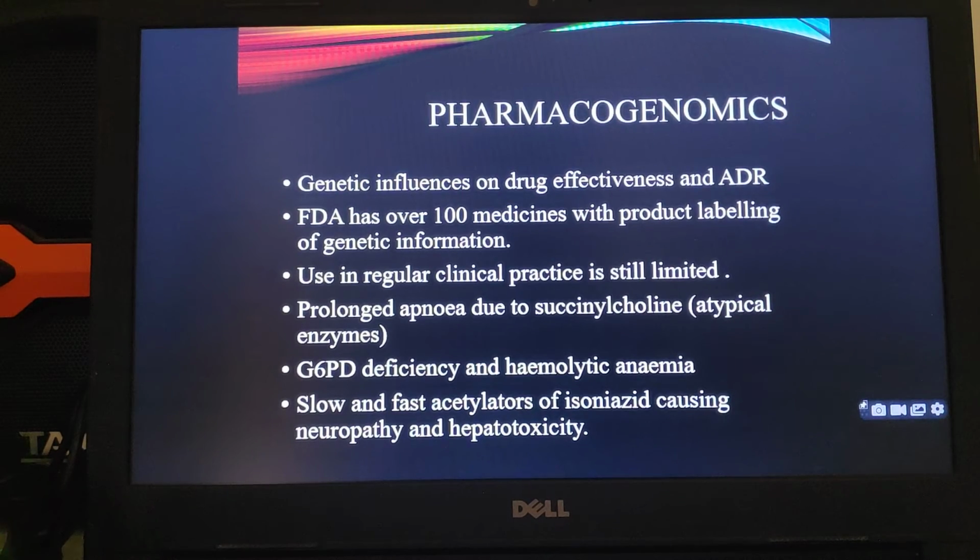Isoniazid, which is a treatment for tuberculosis, is metabolized by acetylation, but this process is genetically determined. There are slow acetylators and fast acetylators. Asians are primarily slow acetylators, whereas Western people are mostly fast acetylators. Because of this, the side effect profile is also different. In the Asian population, isoniazid causes neuropathy as the main side effect, whereas in the Western population, hepatotoxicity is one of the major side effects with the same drug.